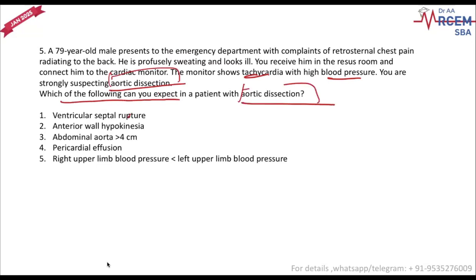Ventricular rupture, do we see it? No. Anterior wall hypokinesia is seen in anterior wall myocardial infarction. Abdominal aorta more than 4 centimeters. We are not talking about triple A here. We are talking about dissection. So abdominal aorta, you can just forget it. Pericardial effusion, can you see it? Yes, you can see pericardial effusion, which can progress into cardiac tamponade and cause death. Right upper limb blood pressure less than that of, no, it should be opposite. Right upper limb blood pressure should be more than that of the left upper limb blood pressure. So the right answer here is the fourth one.